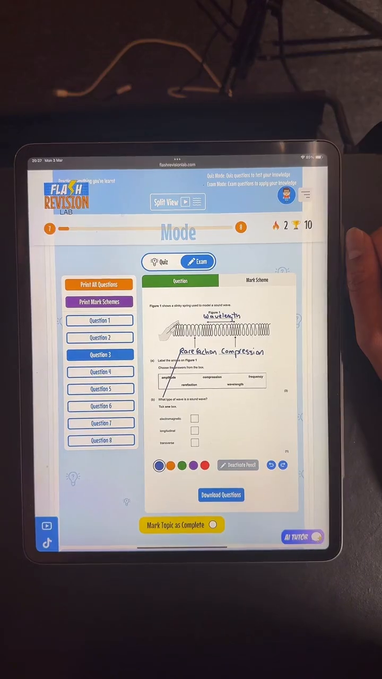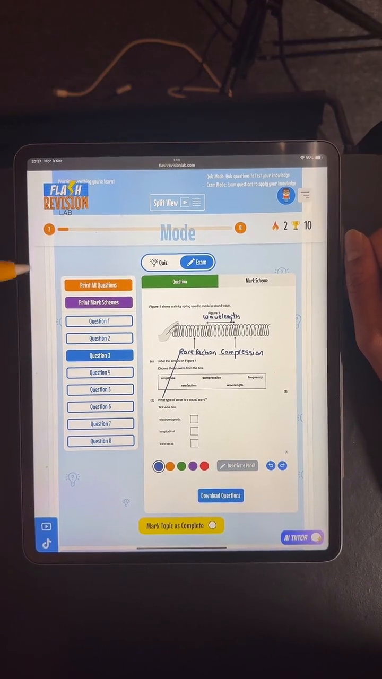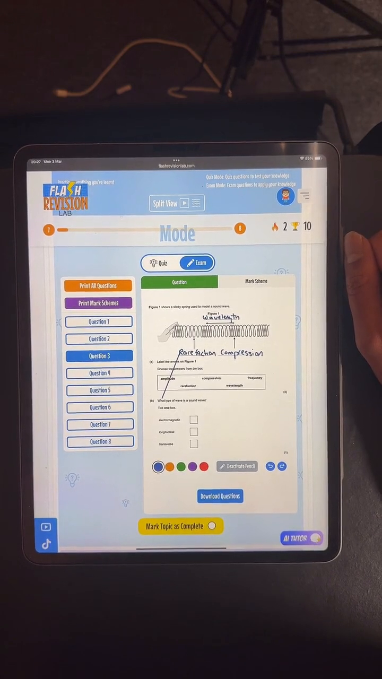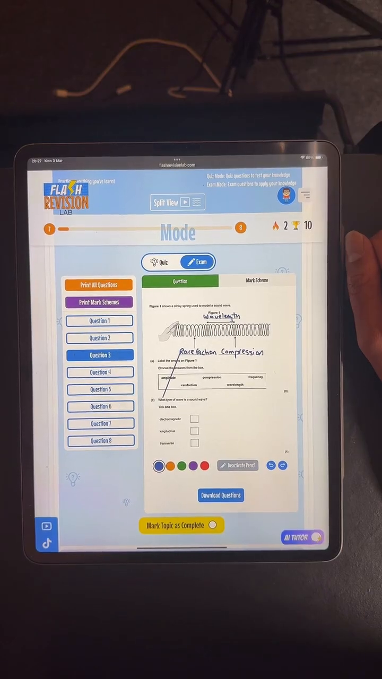Nice. So on to the second part of the question. What type of wave is a sound wave? Yes, random, this is physics. So this is chapter 6 of physics, which is in your paper 2 for your exams. What type of wave is a sound wave?